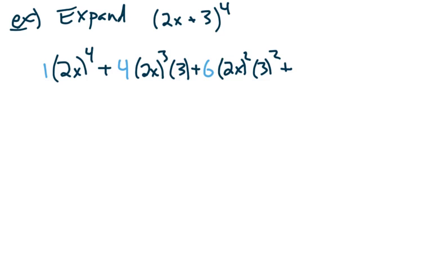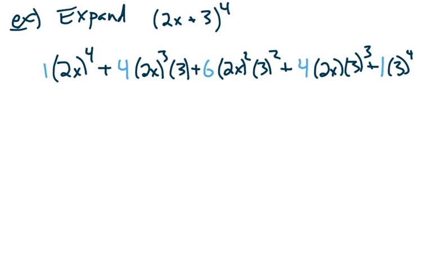Plus, the coefficient comes from Pascal's triangle. If you said 4, good for you. 1 less power of 2x and 1 more power of 3. The next term, the coefficient comes from Pascal's triangle: 1, 4, 6, 4, 1. Hopefully this is starting to sound familiar. 1 less power of 2x means no more powers of 2x, and 1 more power of 3 means 3 to the 4th. This is something that we should now simplify.